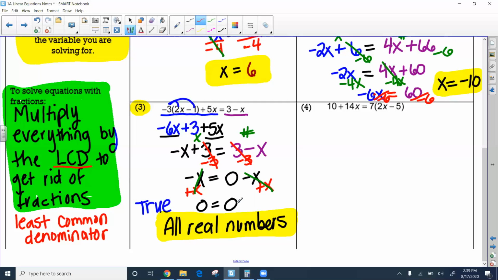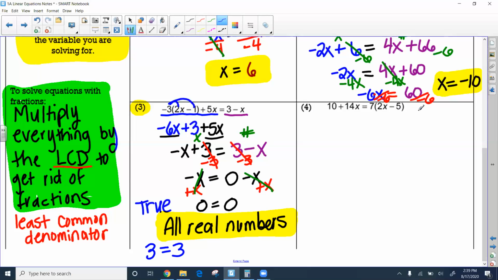Now it does not have to be 0 equals 0. We could have been solving and got something like 3 equals 3, and that would still be a true statement. So you don't have to have one side equal to 0, but if the variables eliminate and you're left with a true statement, that means the answer is all real numbers. Because if I would plug in an x, it would make both sides equal no matter what value that x is. All right, so that's one special case we can see.